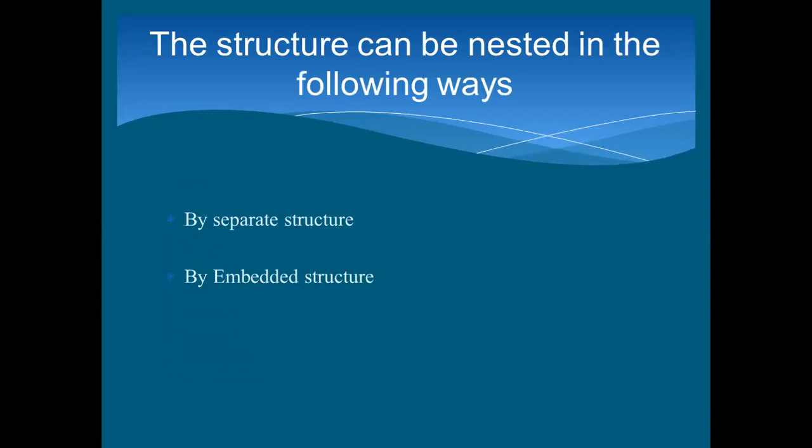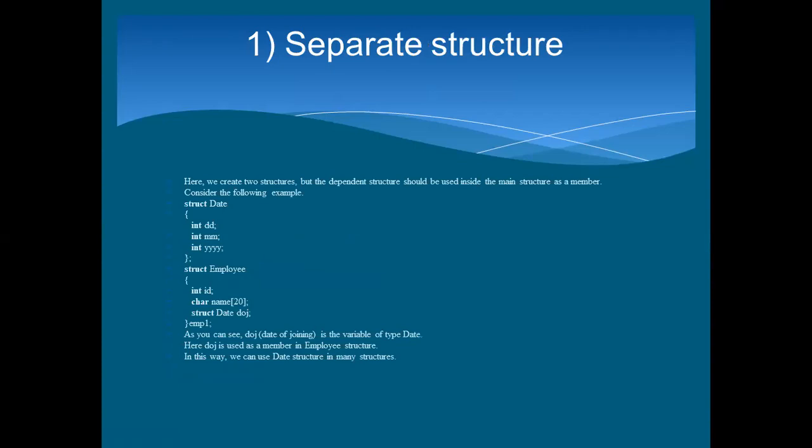The structure can be nested in the following ways: by separate structure or by embedded structure. In the previous example, it is by separate structure. Here we create two structures, but the dependent structure should be used inside the main structure as a member.